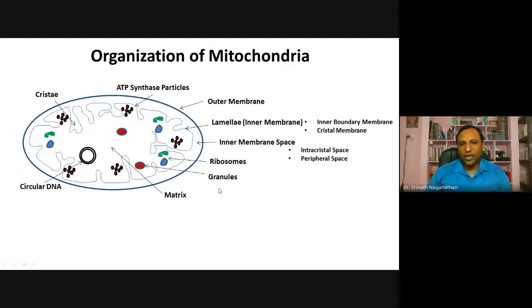Then granules are there. Then inside, the slimy material which has enzymes and other systems, that is the matrix, they have their own circular DNA. And the dots that you see here are the ATP synthase particles, which are helpful during the ETC, that is the electron transport chain. And these are the F1 particles, which help during the electron transport chain.